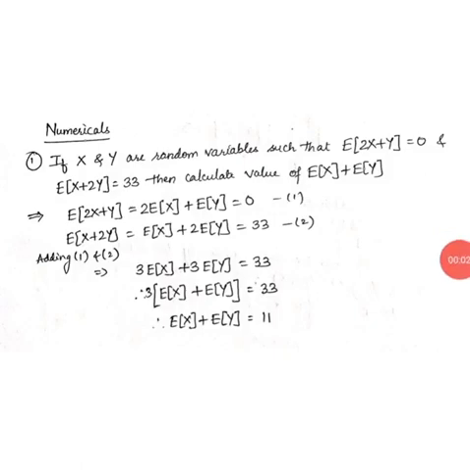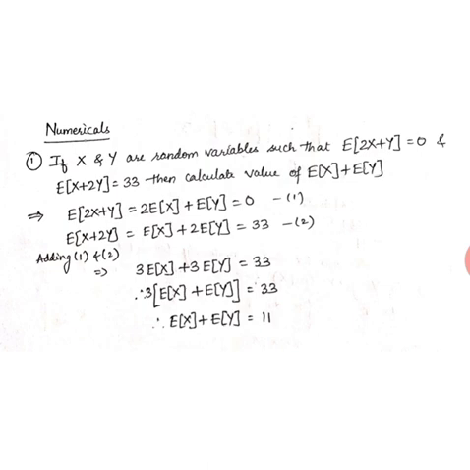Hello students, so we'll start with some numericals on the statistical averages. The first numerical: if X and Y are random variables such that expectation of 2X plus Y is equal to 0 and expectation of X plus 2Y is equal to 33, then we need to calculate the value of E[X] plus E[Y].